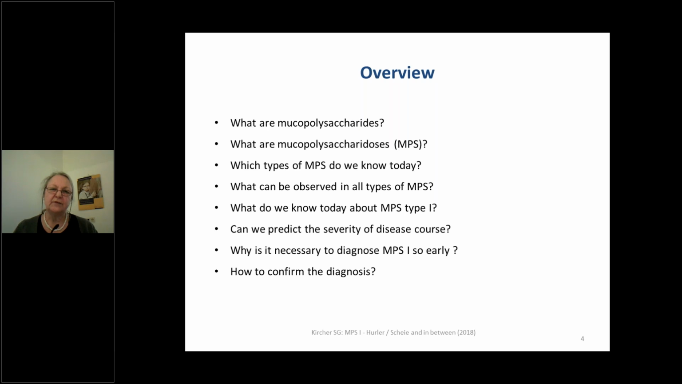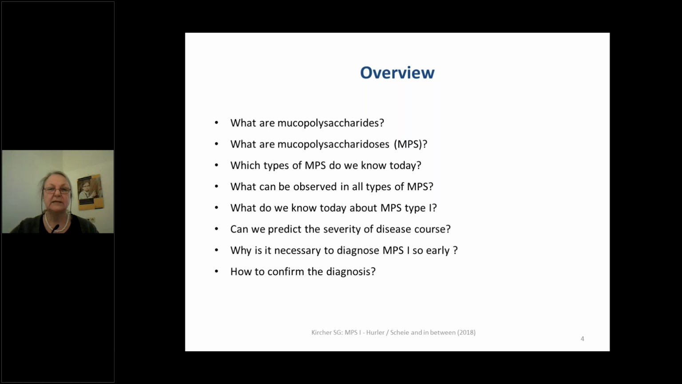First, I have to start with an overview, and I have to explain what mucopolysaccharides are, and therefore what mucopolysaccharidoses are, which types of MPS we know today, and what can be observed in all types of MPS. But then we go into detail about MPS type 1, what we know about it, how we can predict the disease course, and why it is necessary to diagnose MPS so early. How to confirm the diagnosis.